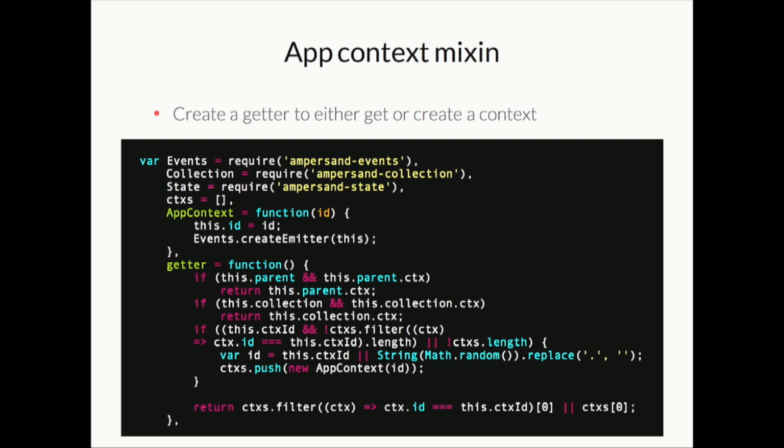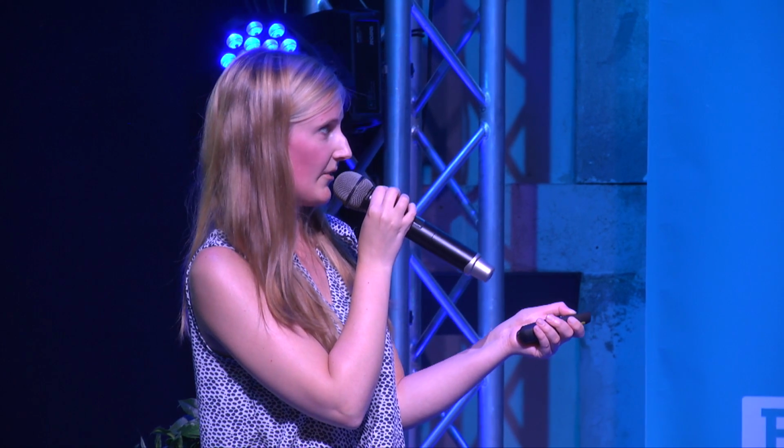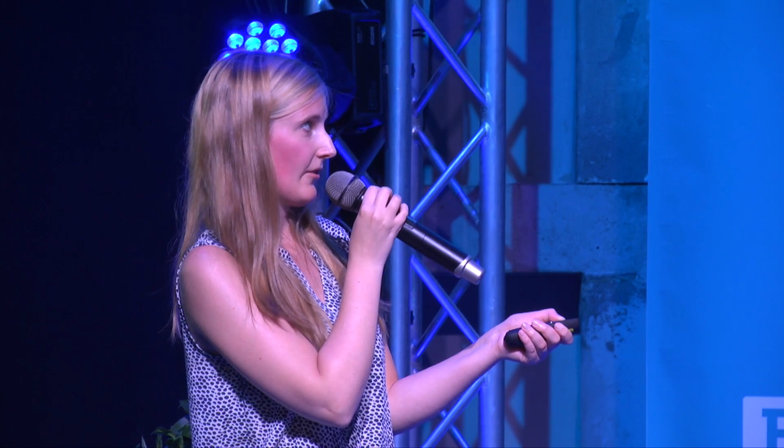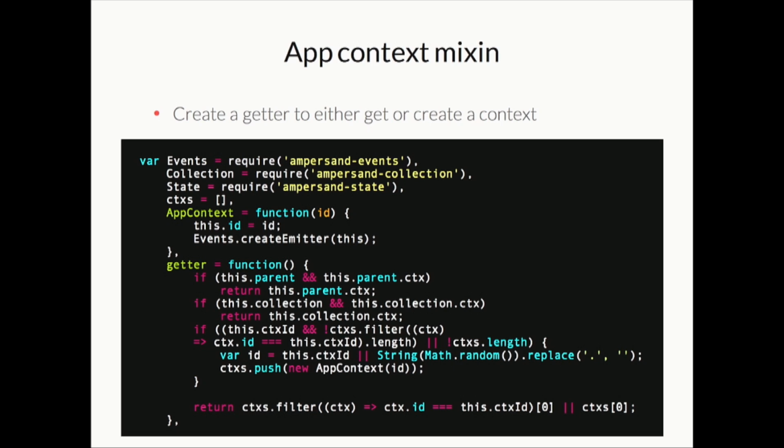So this getter checks, is there a parent? Does it have a context? Yeah, return it. Does it have a collection? No, if it's a collection, not a model, it returns the context in the same way. And if there is no context yet, in the case of the main application, a new one is created and returned.